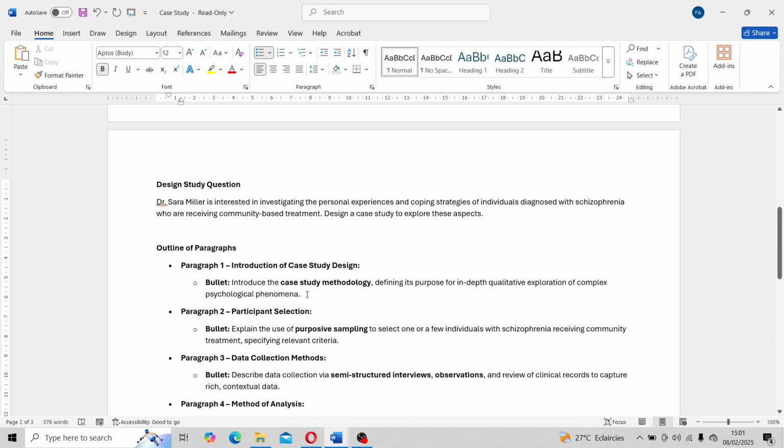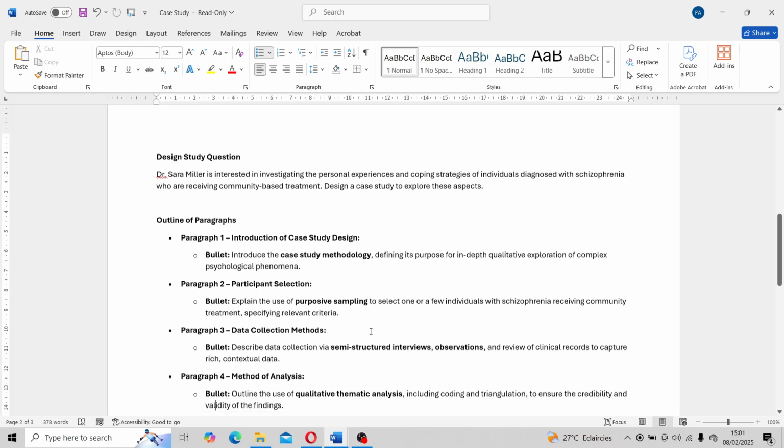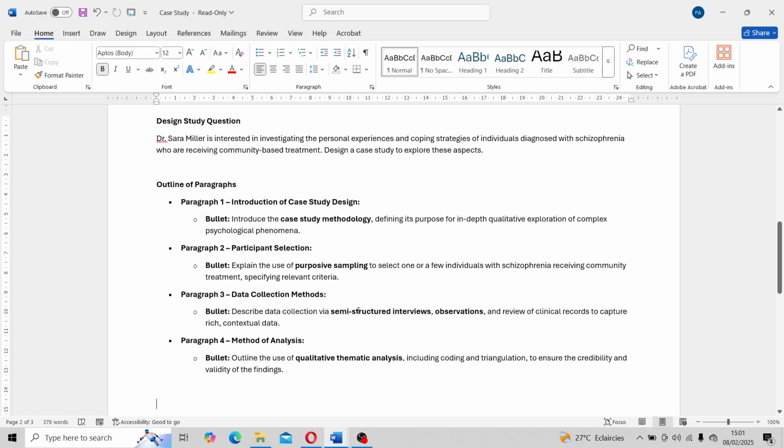Paragraph 2, you can talk about participant selection. Explain the use of purposive sampling. Maybe you can use voluntary sampling, or you can use opportunity sampling. I think opportunity sampling is good. You can just go to a particular clinical hospital and try to recruit participants that are available there, or maybe you put out an advertisement and you recruit those that respond.